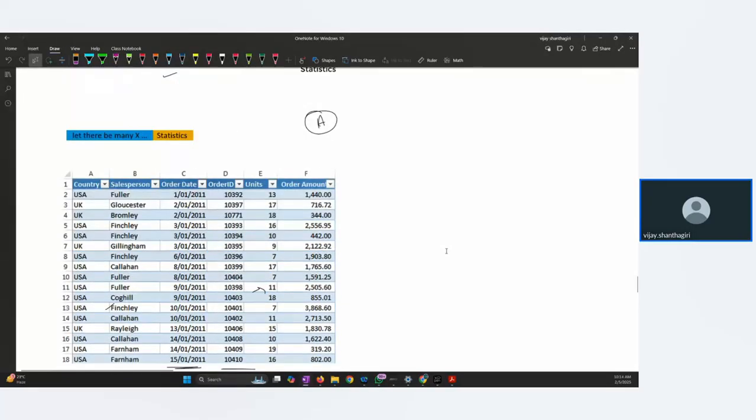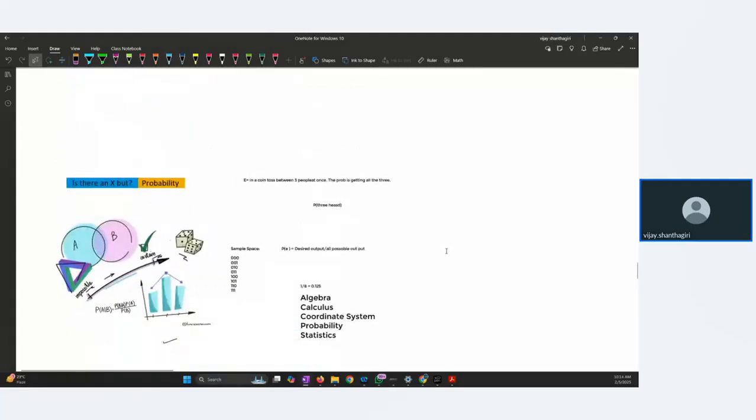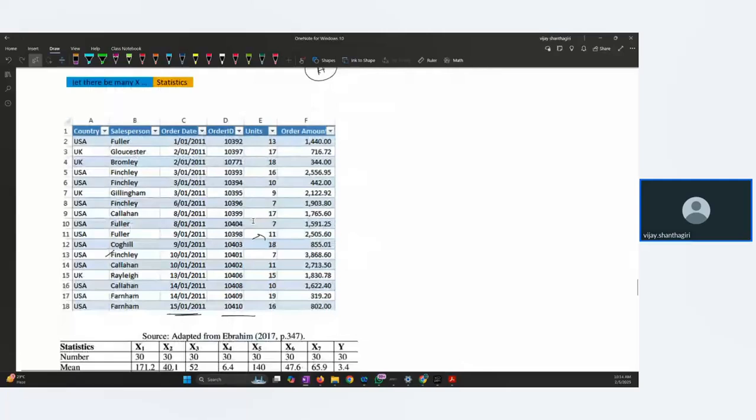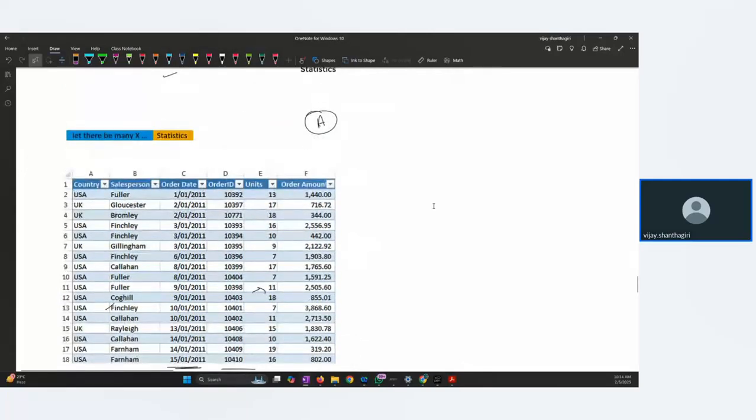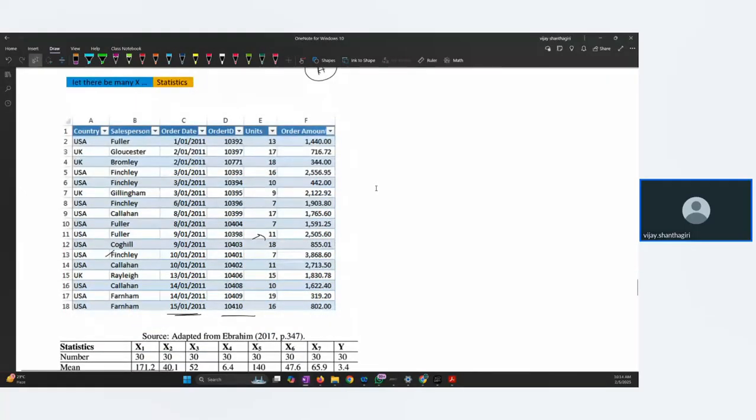For that, we need all this information properly structured in your mind. Is there an X is a very important question, but the most beautiful thing that statistics gives you is it says, let there be many X. And statistics says, I'm going to give you the way in which you measure the things that are happening inside of data.